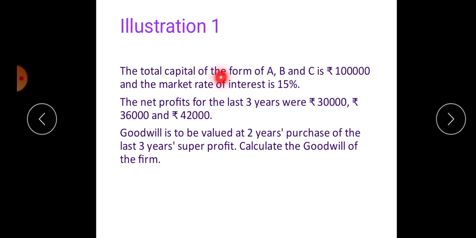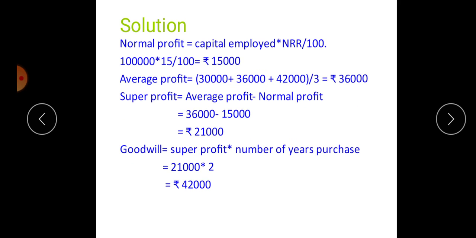So first we have to calculate normal profit with the help of these two pieces of information, then average profit, and the difference between average profit and normal profit will be our super profit, and that will be multiplied by 2 to get goodwill. First step, we will calculate normal profit. Capital employed is 1 lakh rupees and normal rate of return is 15%. 15% of 1 lakh is 15,000 rupees. So normal profit in this case is 15,000 rupees.